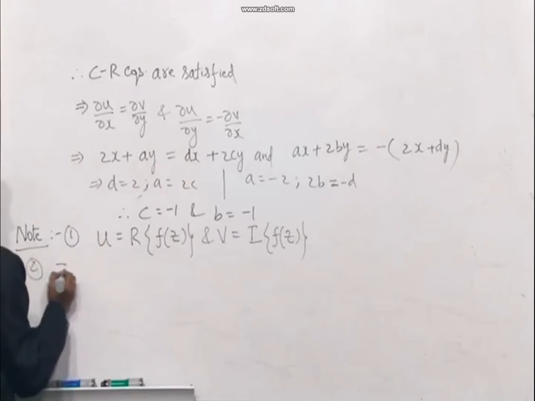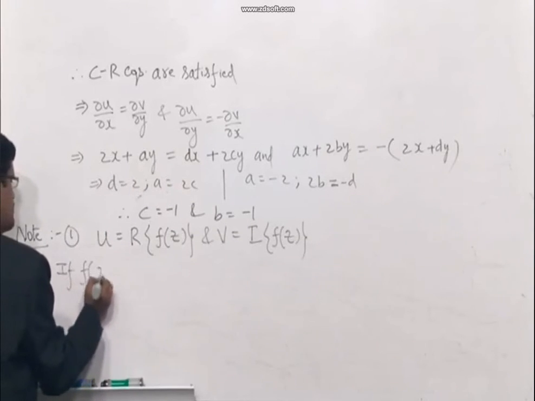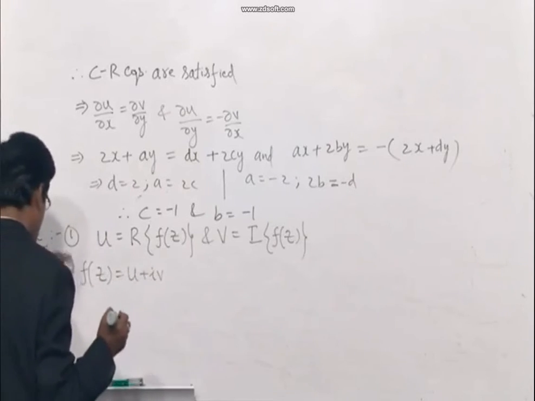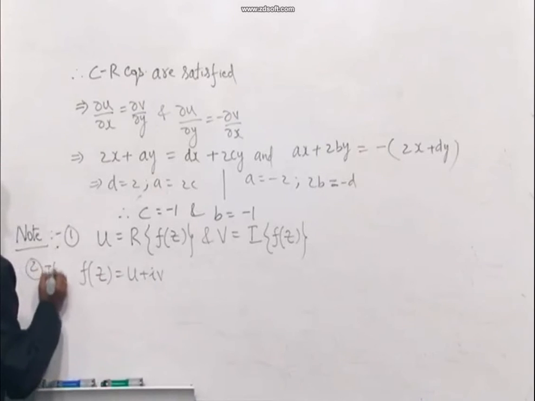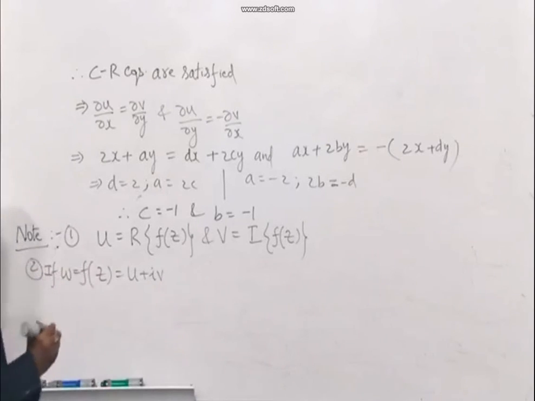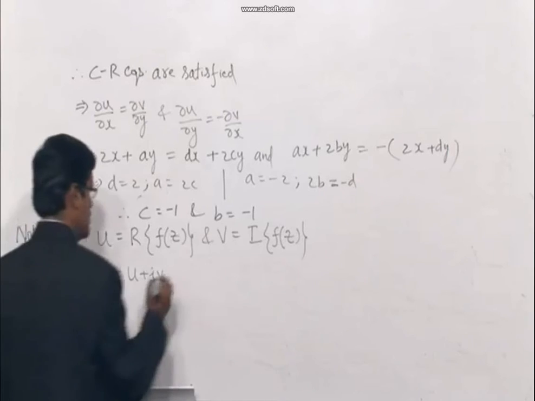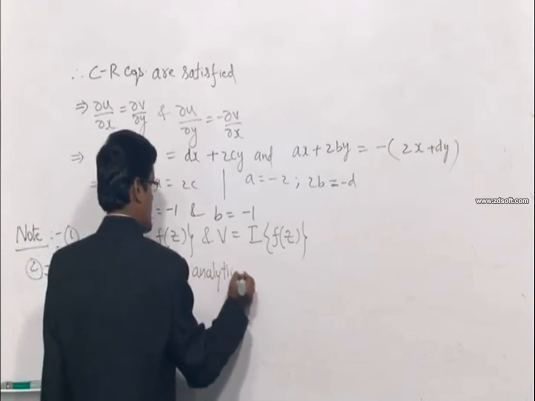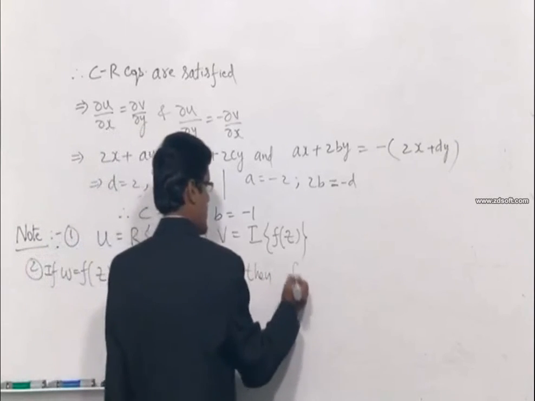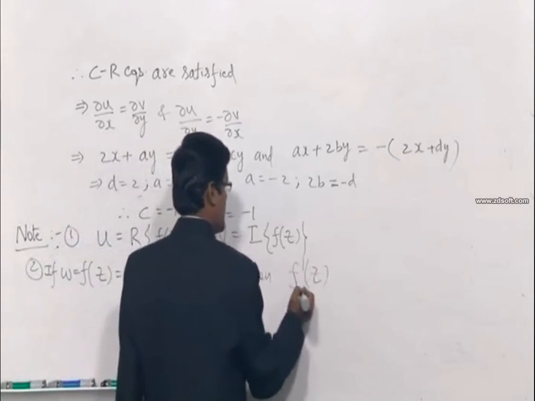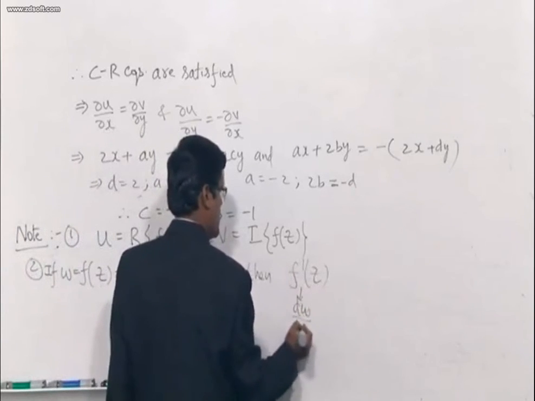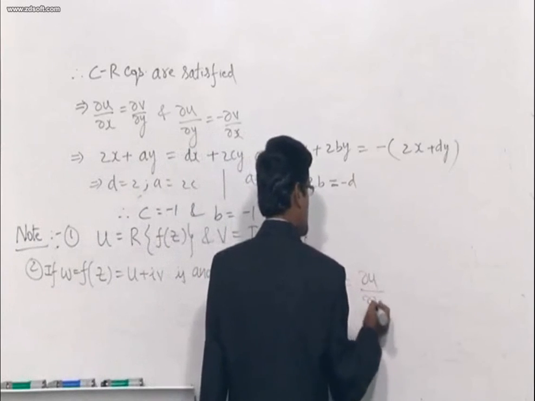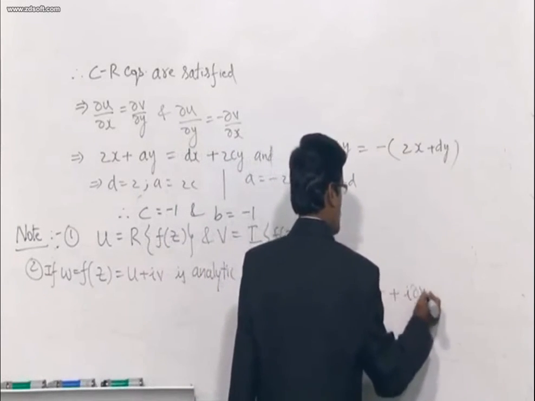2. If f of z is equal to u plus iv, or you can write w. If w is equal to f of z is equal to u plus iv is analytic, then the formula for finding f dash z, which is also dw by dz, is equal to dou u by dou x plus i dou v by dou x.